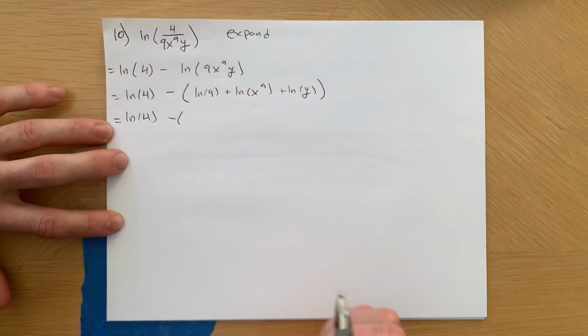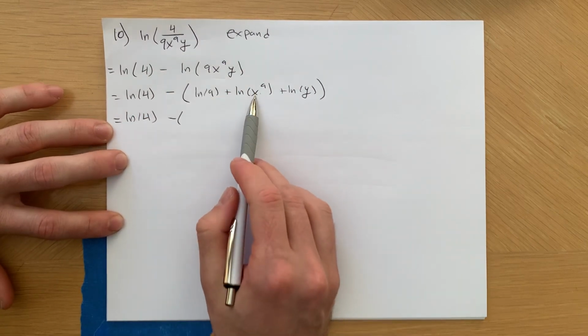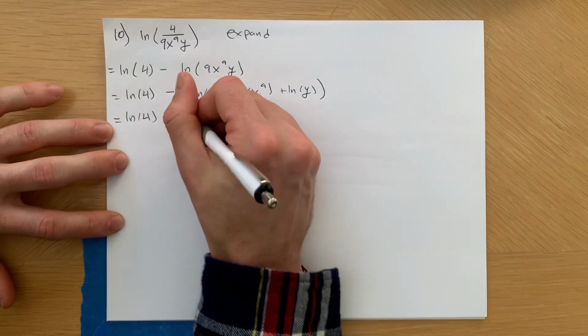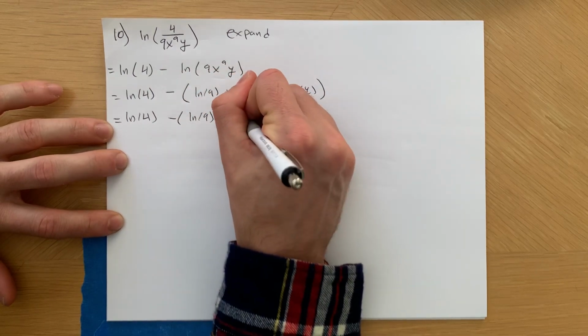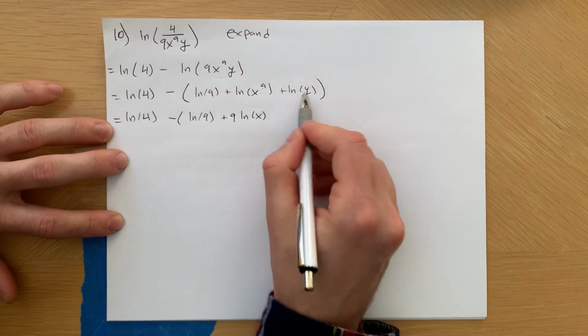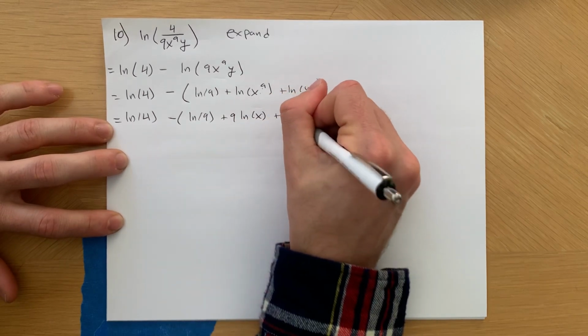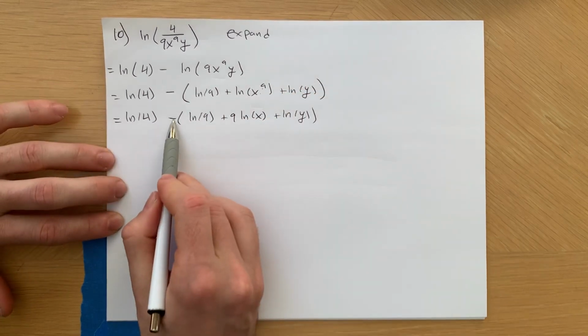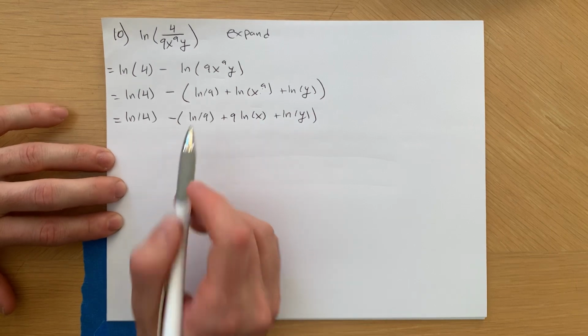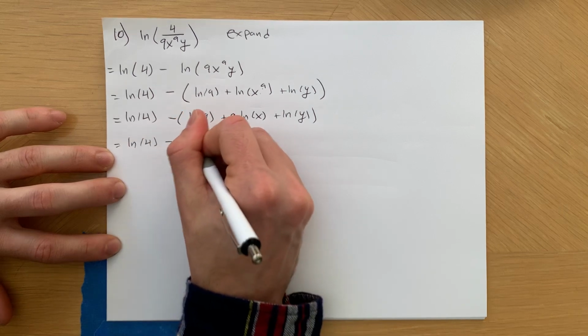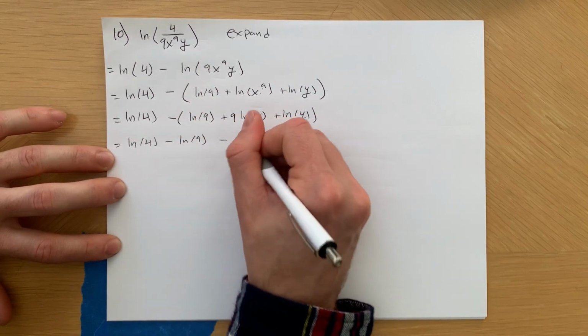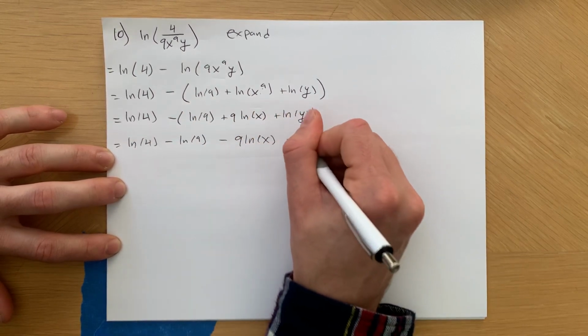So now the only thing over here we can simplify is we can bring this 9 into the front. So we'll have natural log of 9, can't simplify that. This 9 moves into the front, so 9 natural log of x, and then plus natural log of y. And so now what we can do is distribute this minus sign. So we'll have natural log of 4 minus natural log of 9 minus 9 natural log of x minus natural log of y.